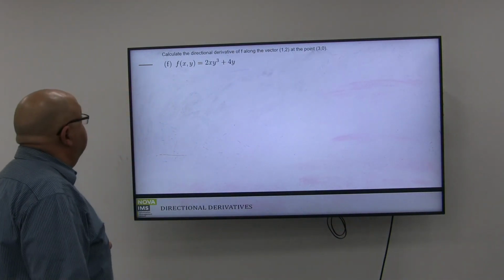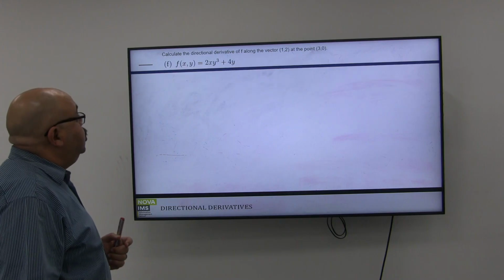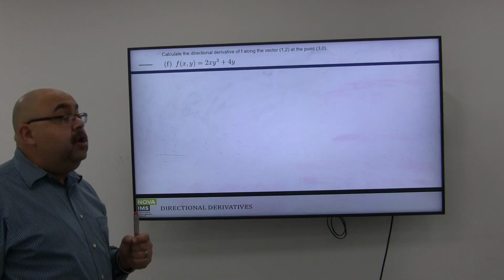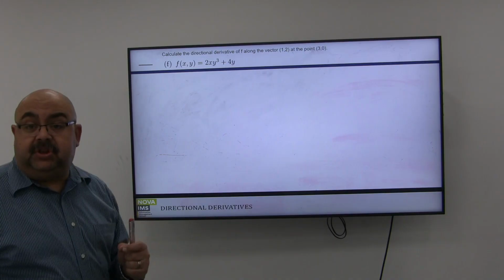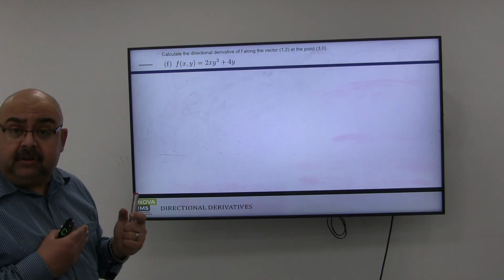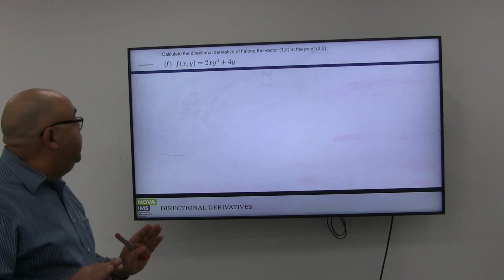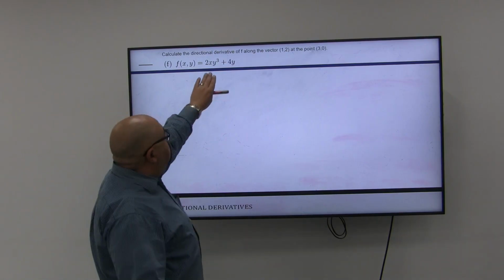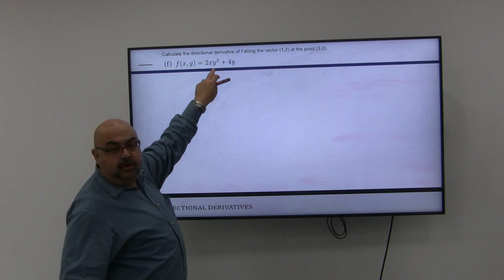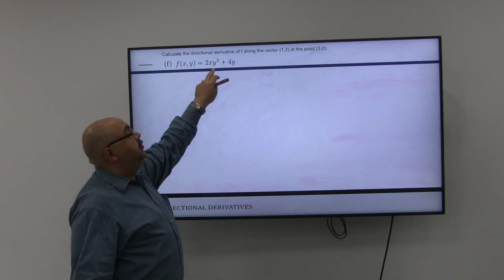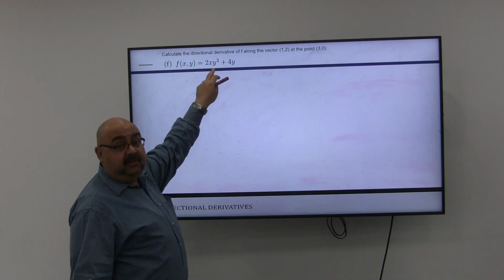That's another problem. I want you to calculate the directional derivative of f along the vector (1, 2) at the point (3, 0). Ziad, can you solve it? Yes. Okay, the same steps as we did previously. Of course, the function is differentiable because it's a polynomial function, so it's going to be easy to get the gradient vector.